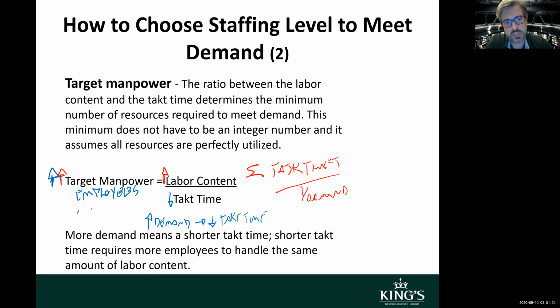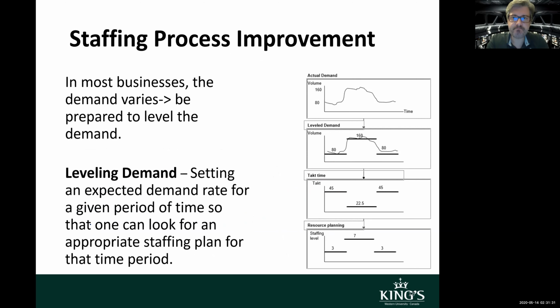this could be machines, this could be work centers, right? So very much demand driven. More demand means a shorter takt time. Shorter takt time requires more employees to handle the same amount of labor content. So let's see how these things play out.